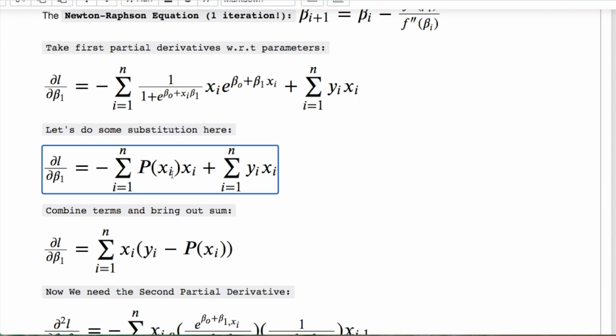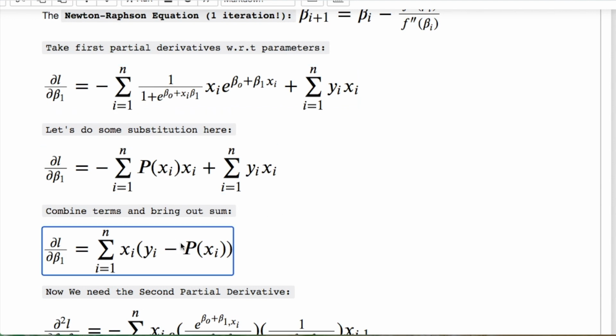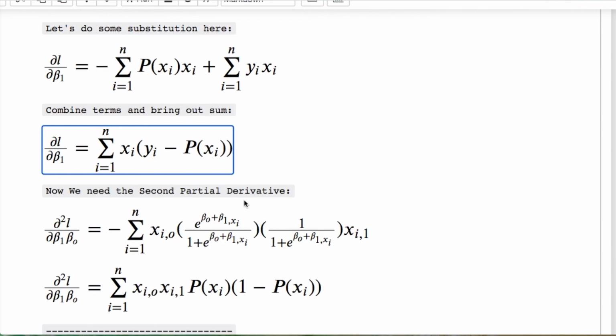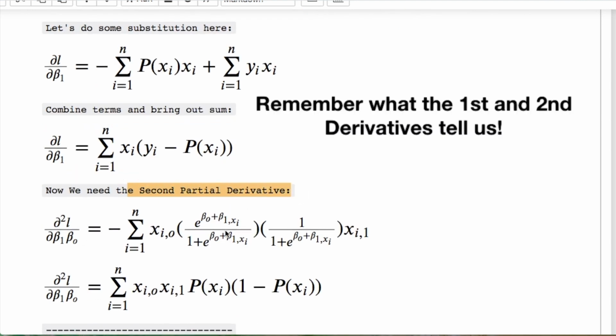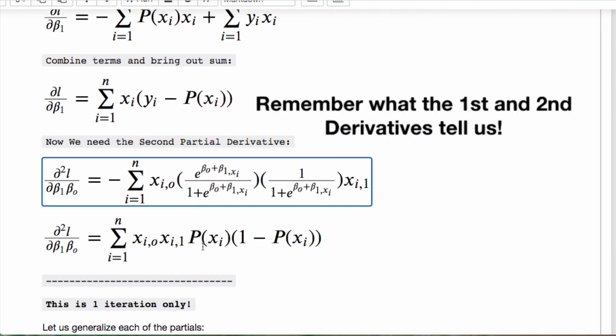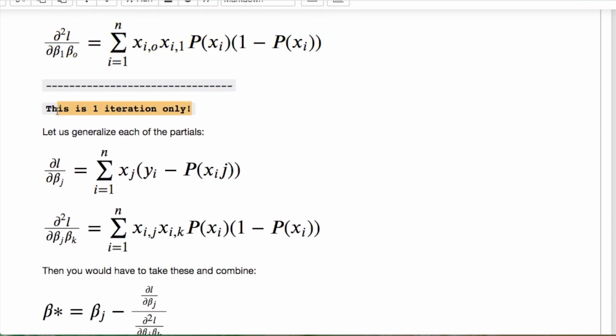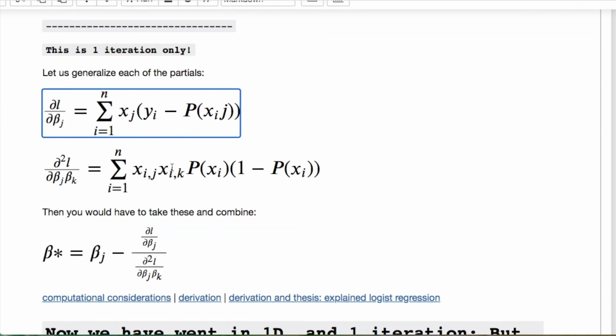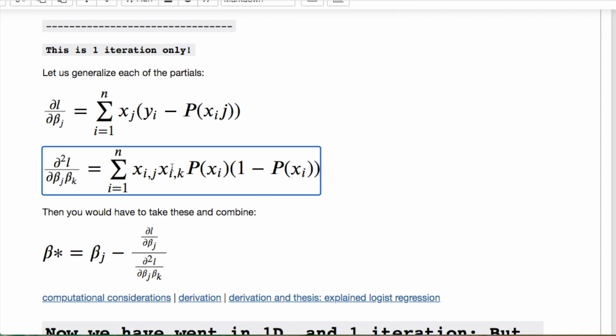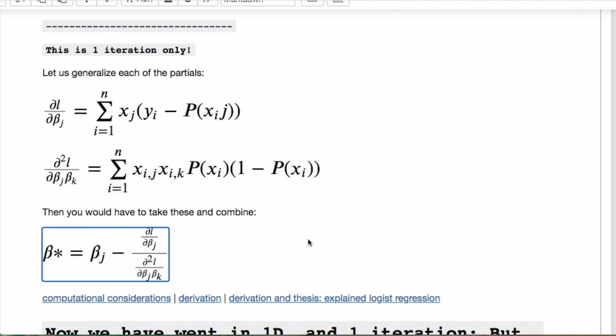Then you have to do a little bit of substitution and combine the terms and bring everything out. You need to perform the second derivative with respect to your parameters and combine everything. You're only looking at the first iteration here, and I suggested generalizing the first and the second partial derivative so you can see what's going on, and you end up with something like this. And this is what would help you find your parameters for your particular function. And you just have to iterate through this, through your data.